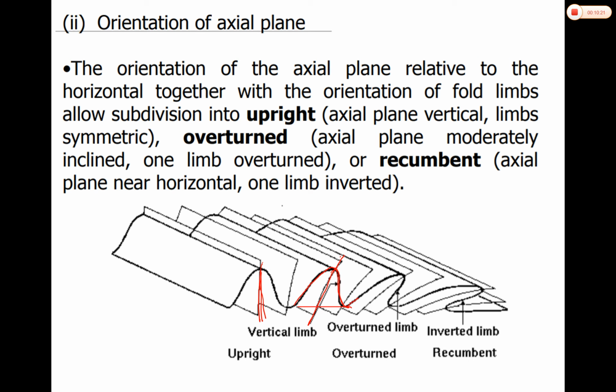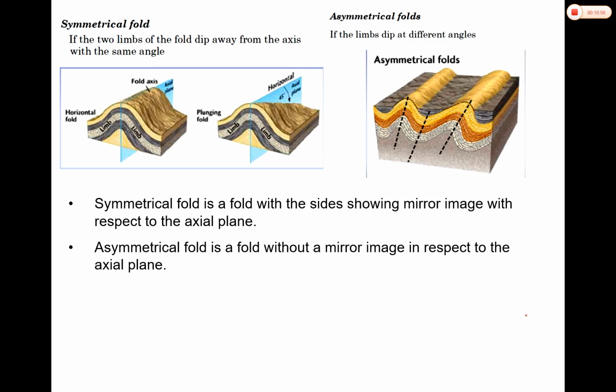And then the overturn, divide in the middle, it inclines even more, almost near to the horizontal plane. And inverted, okay, inverted, we cut in the middle, it inclines even more, almost close to the horizontal plane, the horizontal layer. So we call it an upright fold. This one is an overturn fold, this one is a recumbent fold. Alright, and also we have the symmetrical earlier.